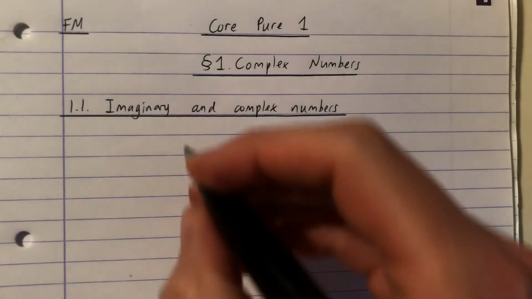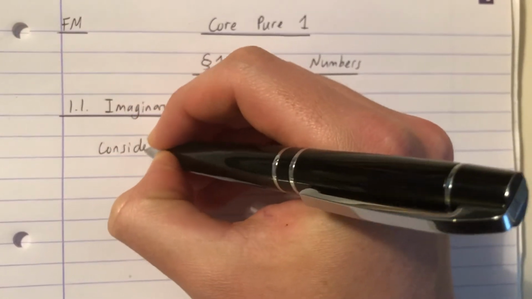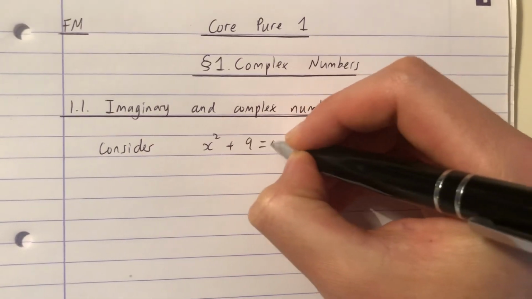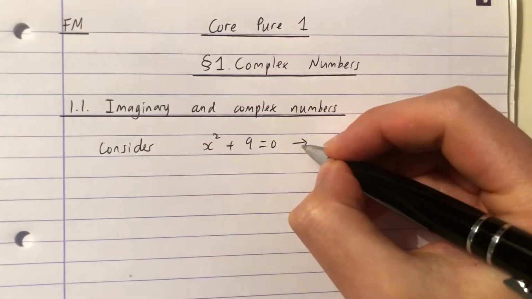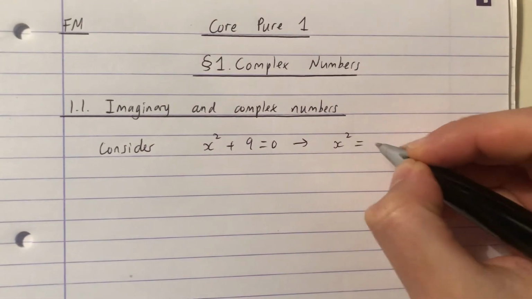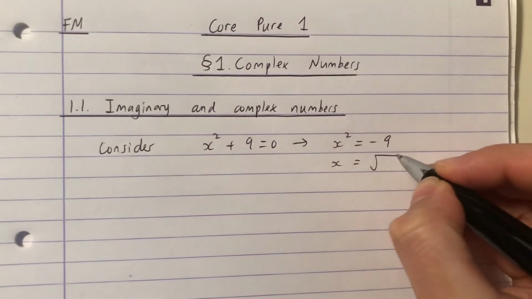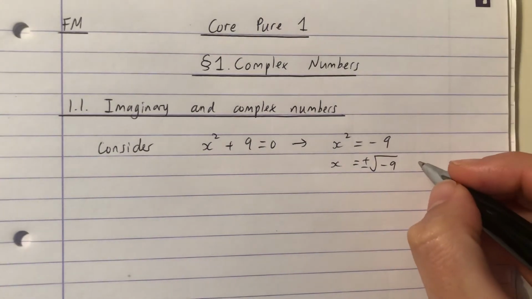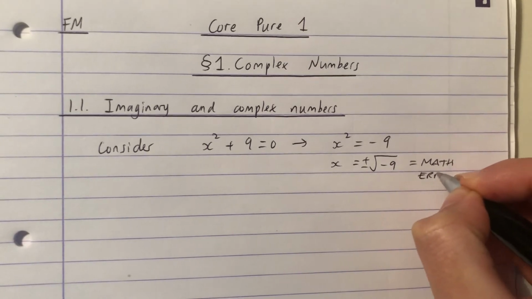For example, if you considered the basic quadratic x squared plus 9 is equal to 0, and I said to you, solve this equation, you would potentially attempt to subtract 9, then you would square root, and then you would say this is a math error. So no solutions.